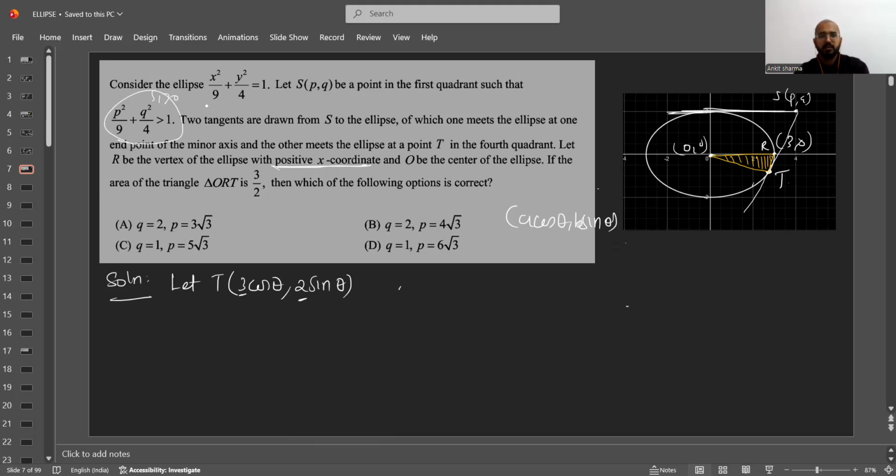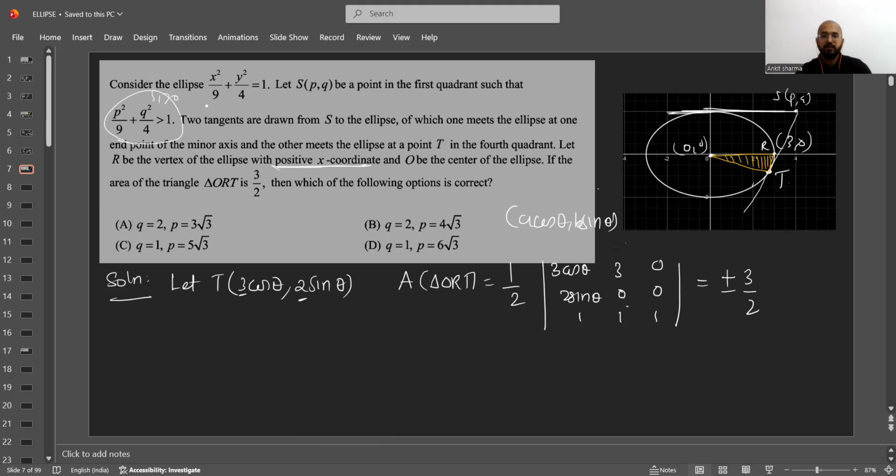So the area of the triangle ORT. We know the area of a triangle is basically half into the determinant of ORT. So we'll plug in here directly 0, 0, and then we have here 3, 0, and this one is 3 cos theta, comma 2 sine theta. And this area turns out to be 3/2. So we'll open the determinant with plus and minus both because we do not know the exact area here. This would be determined by the point T.